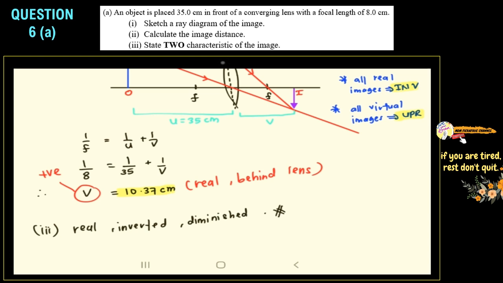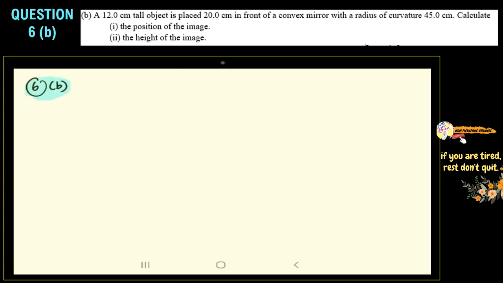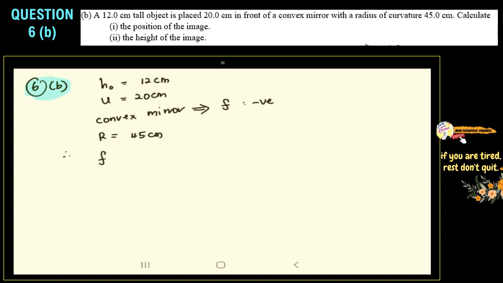Okay, so let's move to question 6B. In 6B, we have the height of the object. It's given as 12 cm and it is placed at 20 cm in front of a convex mirror. Okay, convex mirror. Previously with the convex lens, f is positive. For a convex mirror, f is a negative value. Given that the radius of curvature is 45 cm, from here we can find the focal length.